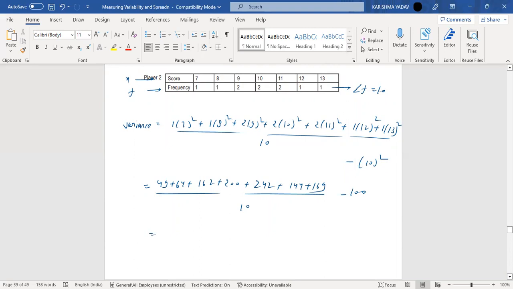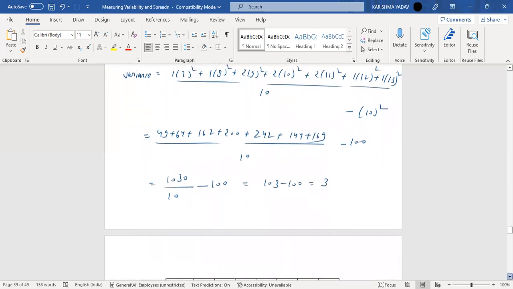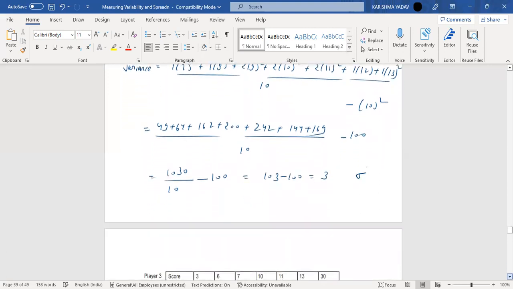Okay, let's take the sum, that is 49 plus 64 plus 162 plus 200 plus 242 plus 144 plus 169. Okay, so we got 1030. 1030 divided by 10 minus 100 is equal to 103 minus 100, which equals 3. So we got the value for the variance, that is 3. Okay, so my sigma square is 3.